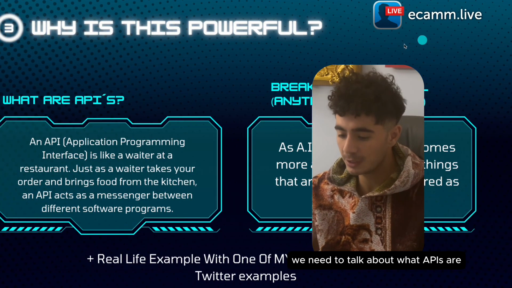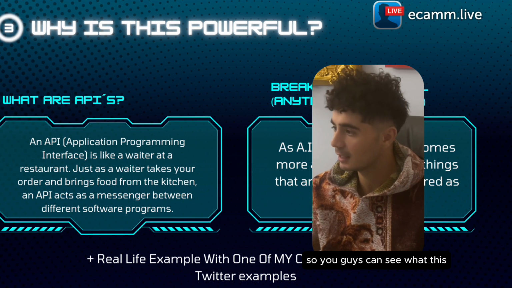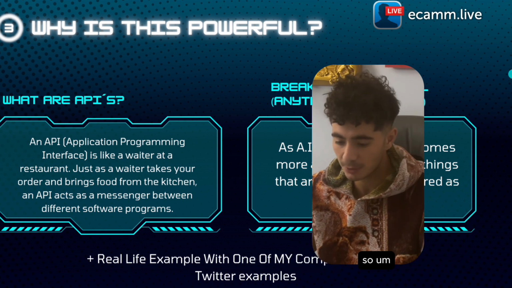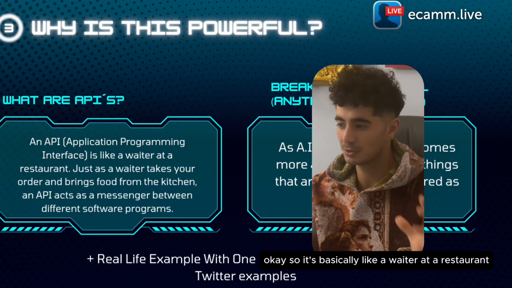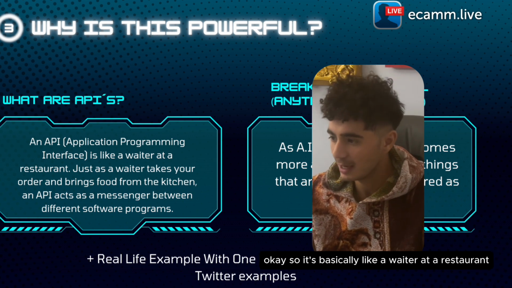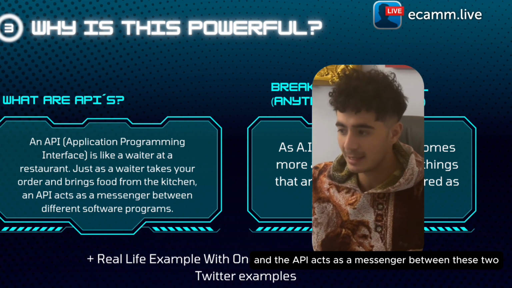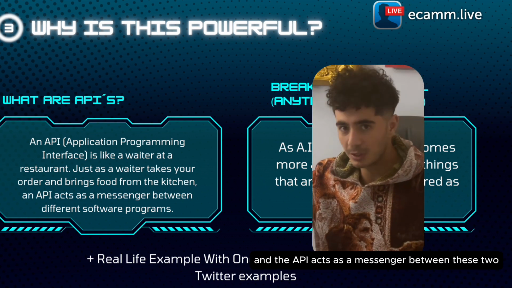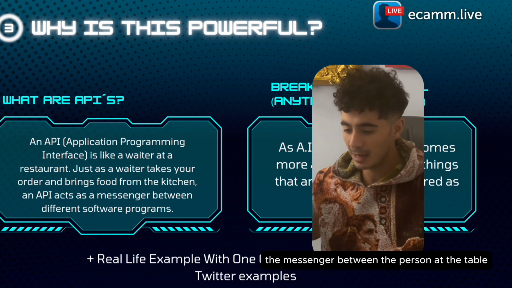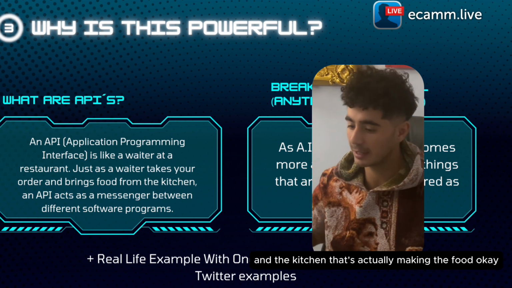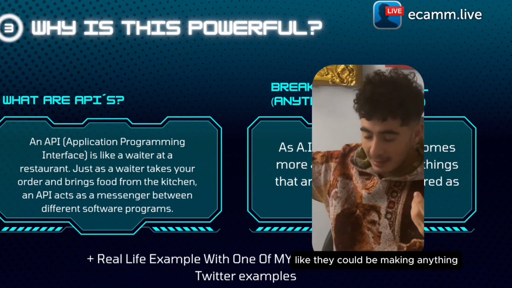To get any further, we need to talk about what APIs are, and then I'll move my camera so you guys can see what this breaking the fourth wall means, okay? So APIs are basically application programming interfaces. It's basically like a waiter at a restaurant, who takes your orders and brings them to the kitchen, and the API acts as a messenger between these two softwares. So they're basically like the messenger between the person at the table and the kitchen that's actually making the food, okay? And that food that's being made could be anything.